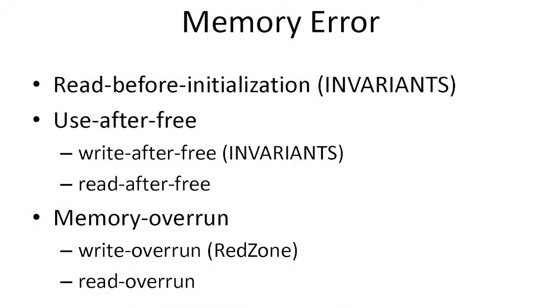For the current kernel facilities, with INVARIANTS you can detect read before initialization and write after free. And using the RedZone facility, you can detect write overrun. But if you use MemoryGuard, you can detect almost all 3 kinds of memory error. So MemoryGuard is a very powerful tool in detecting dynamic memory errors.